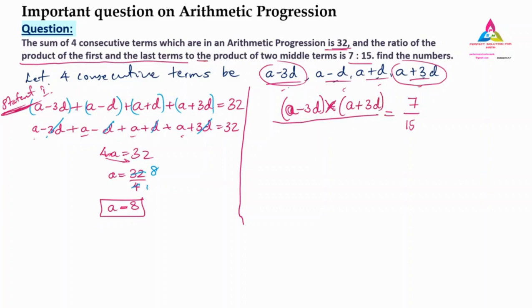Now to the division, the product of the two middle terms. Middle terms are which ones? Here we have the middle terms. One is A minus d, one more is A plus d. Two middle terms, so those two things we have to write now. So I will write here A minus d into, product means into, A plus d. That is equal to 7/15.